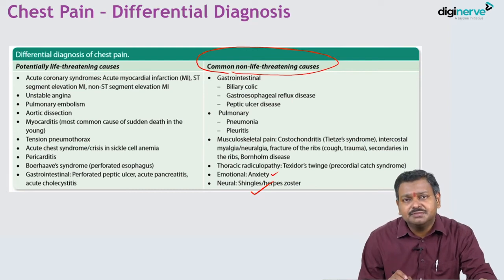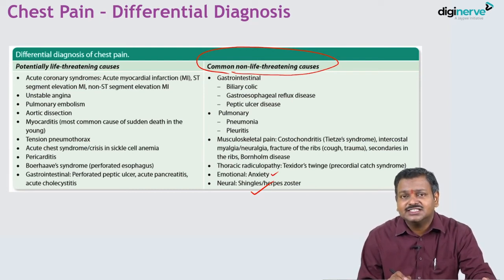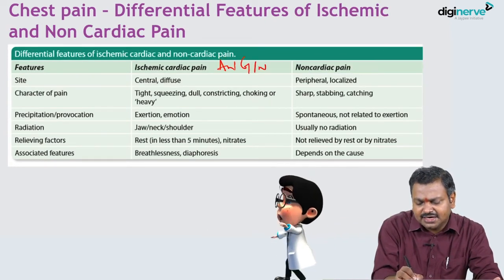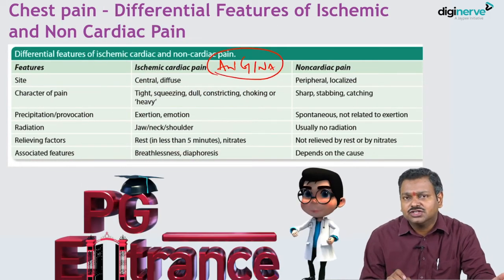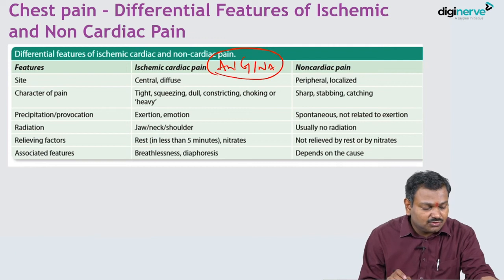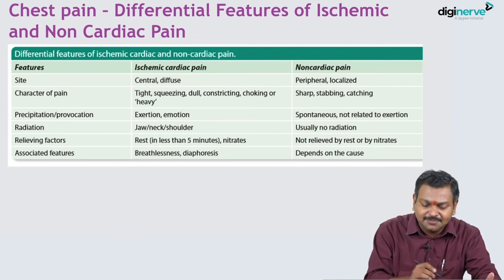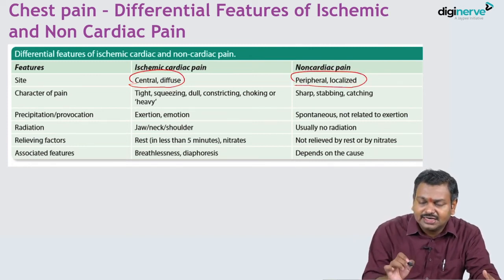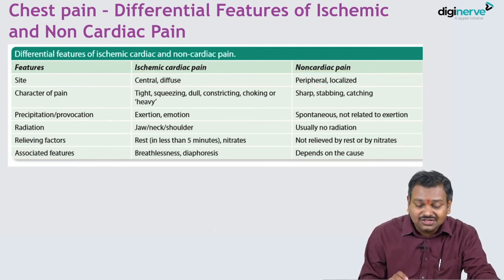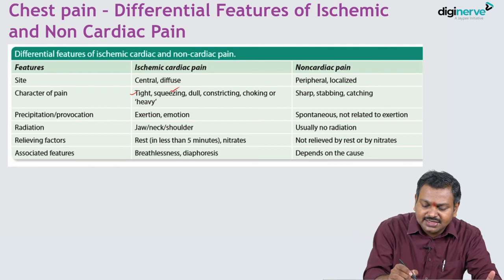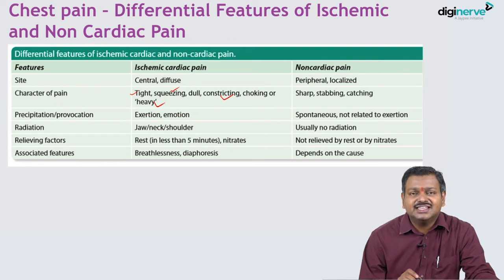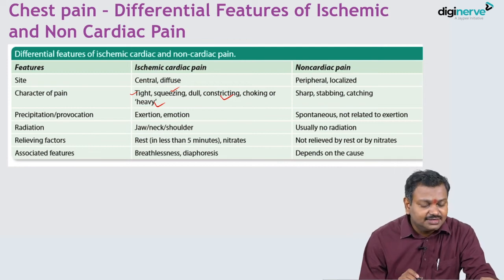Now the most important thing to remember is to differentiate cardiac chest pain from non-cardiac chest pain. Basically, it is the angina, the ischemic cardiac chest pain, versus the non-ischemic or non-cardiac chest pain. One is the site. Usually the cardiac chest pain is central, whereas the non-cardiac chest pain, be it pleuritic, is peripheral and localized. The character of cardiac chest pain is tight, squeezing, constricting, heavy. If the patient says he feels heaviness, tightness or a squeezing sensation in the chest, it means it's a cardiac chest pain.